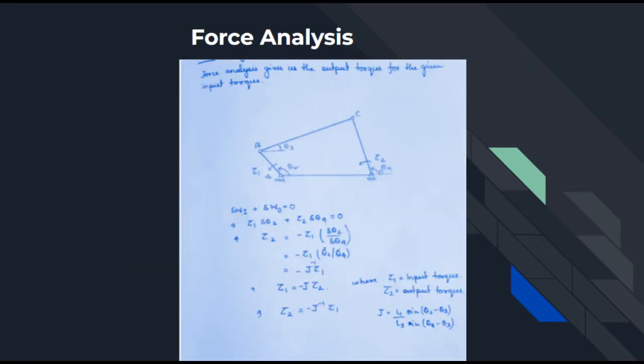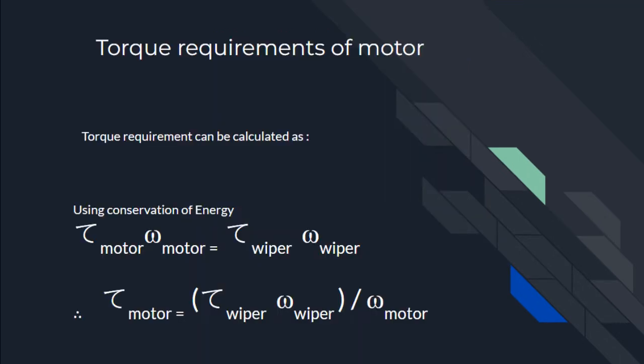Now coming to the force analysis part, which gives us the output torque for the given input torque. The torque requirement for the motor can be calculated using energy conservation, that is, input power equals output power, and the power can be written as torque multiplied by angular velocity. From here, my teammate Aditya Chari will be taking over.